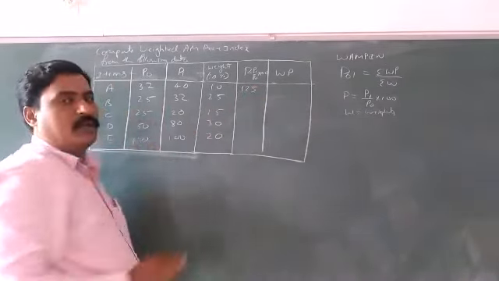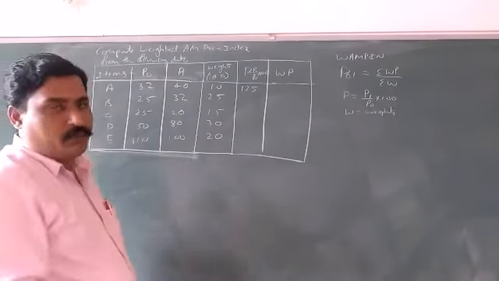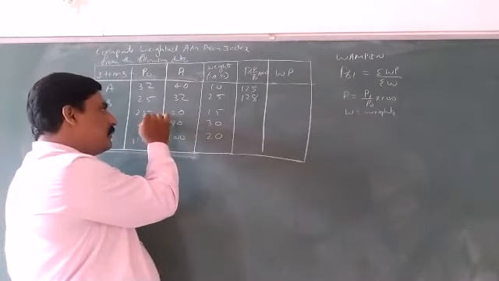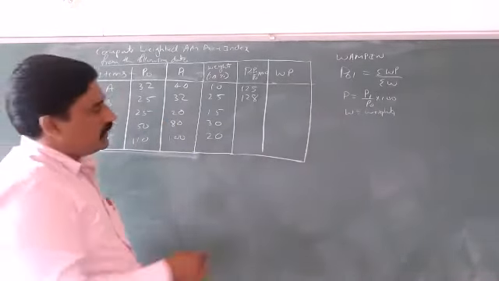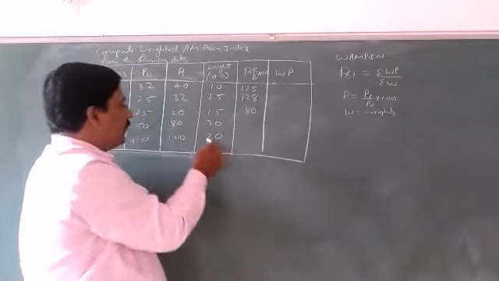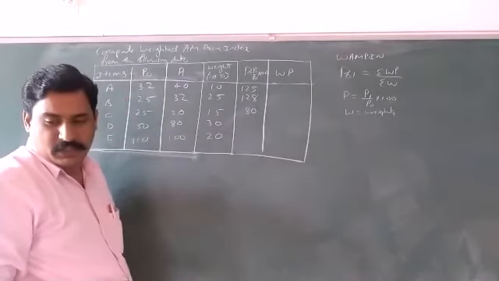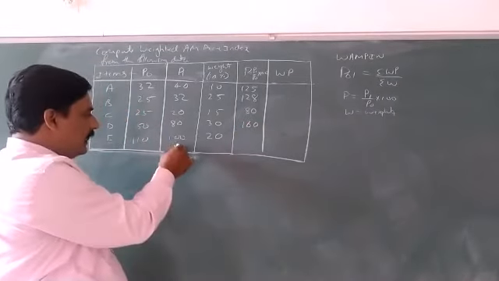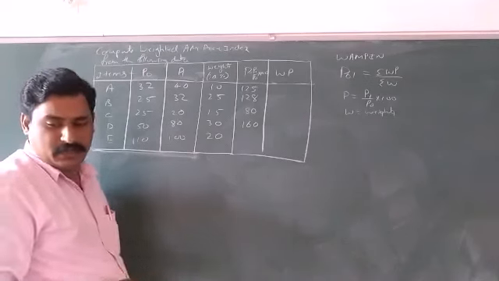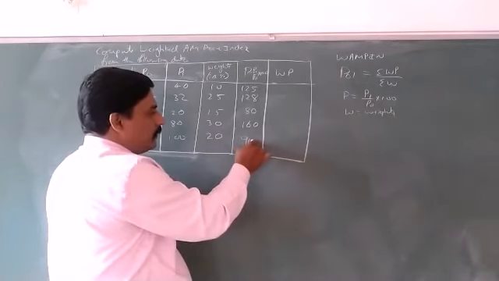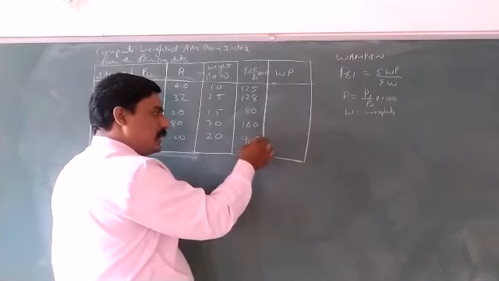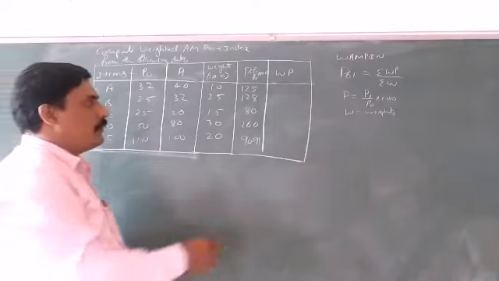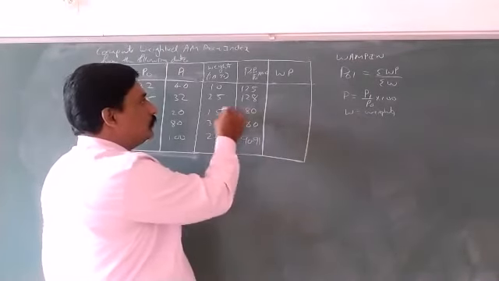Then 32 divided by 25 into 100, we get 128. Then 20 divided by 25 into 100, we get 80. Then 80 divided by 50 into 100, that is 160. And finally 100 divided by 110 into 100, we get 90.909090. So we take 90.91.